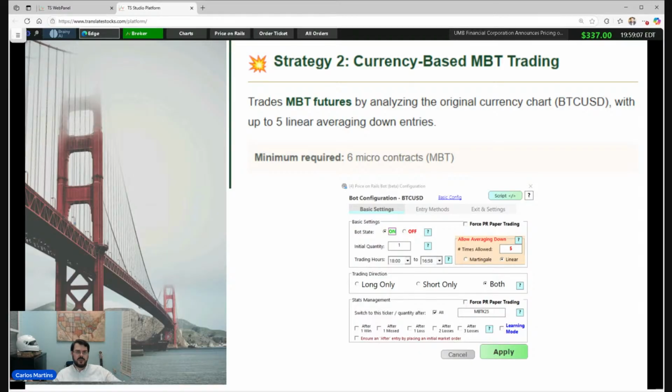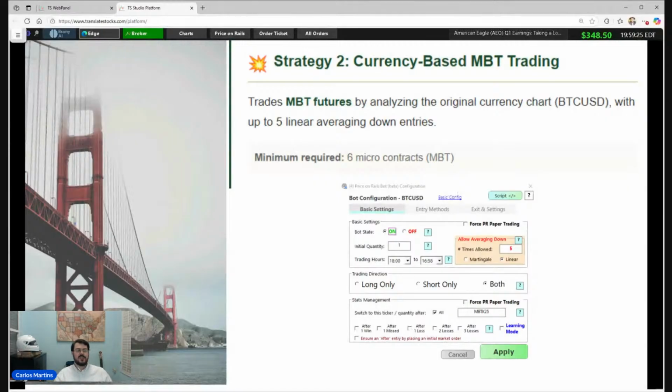It's a 1-month contract. So you can go with this strategy by averaging linear the same way up to 5 times. So you need up to 6 micro contracts to trade this, because you have the first entry plus 5.